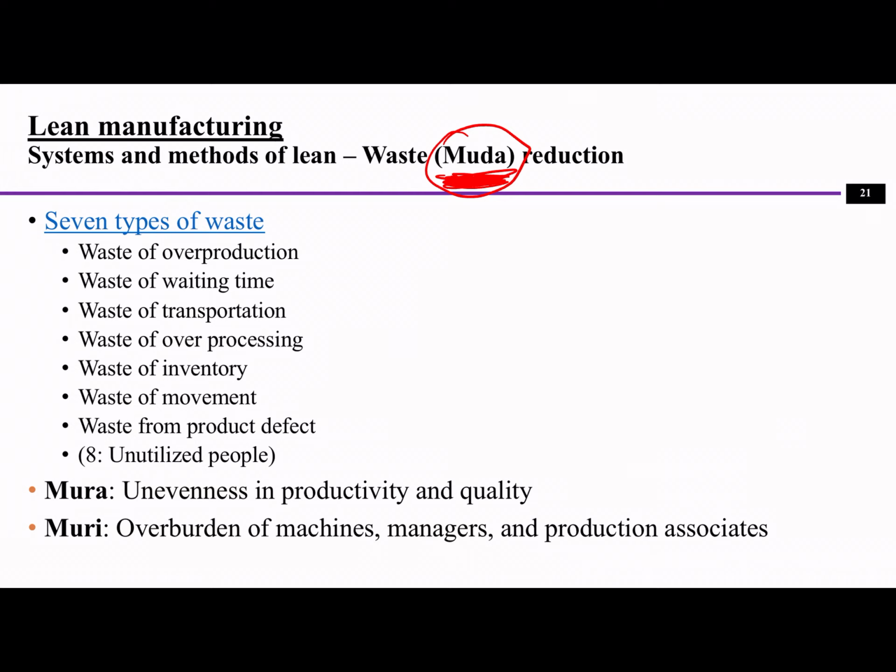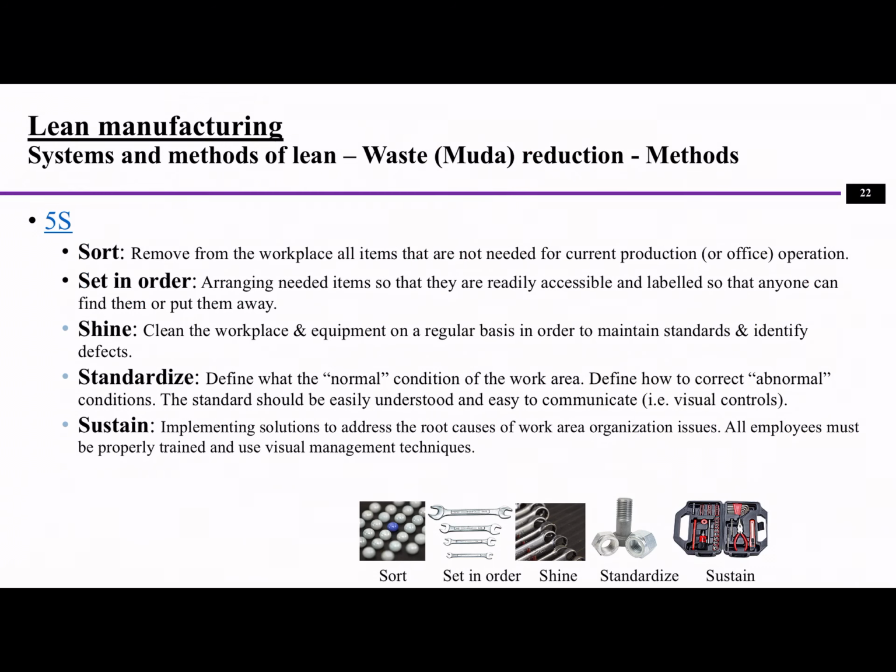All right. After we talk about waste, there are another 2 Japanese terms you're probably going to use a lot in production: mura and muri. Mura means unevenness in productivity and quality. And muri means the overburden of the machines, managers, and production associates. So it's mura and muri. Also, the most important word is muda. You need to understand all the different types of waste, and also you need to know what mura and muri mean. All right.